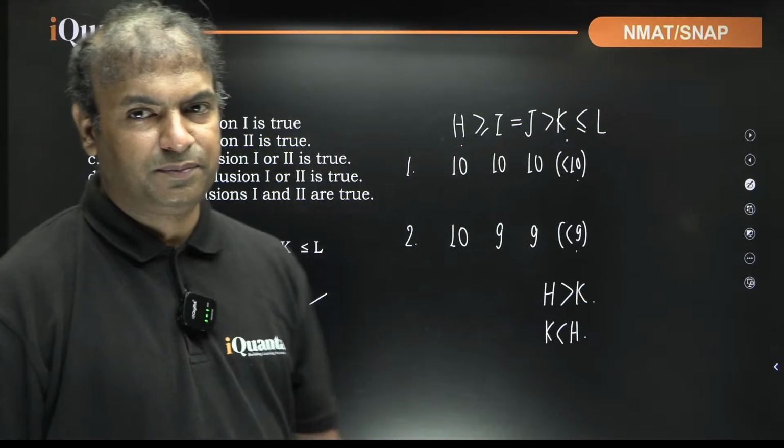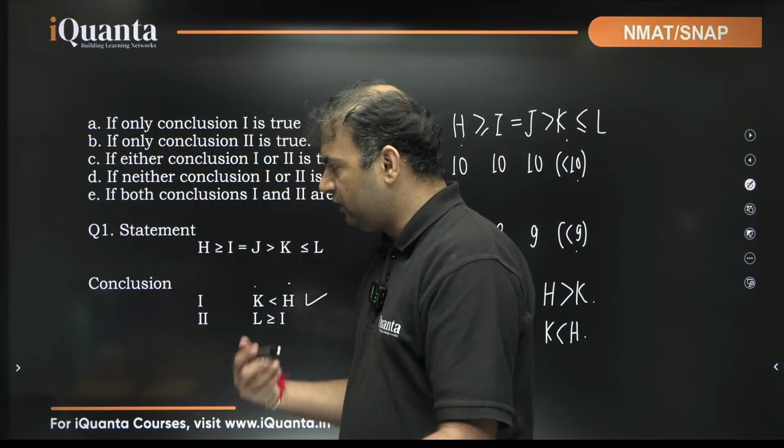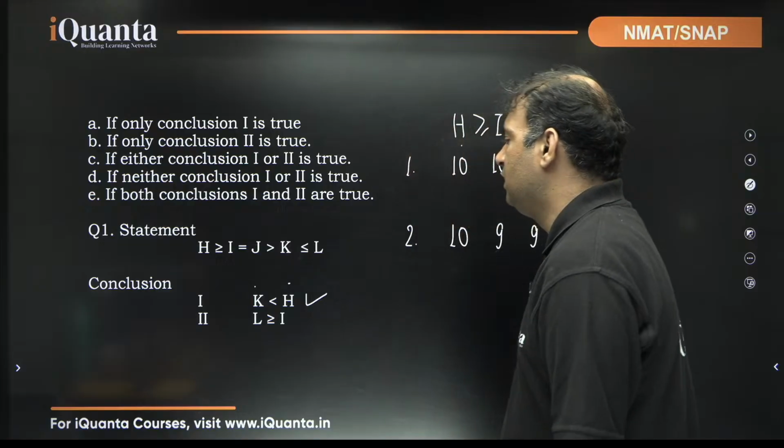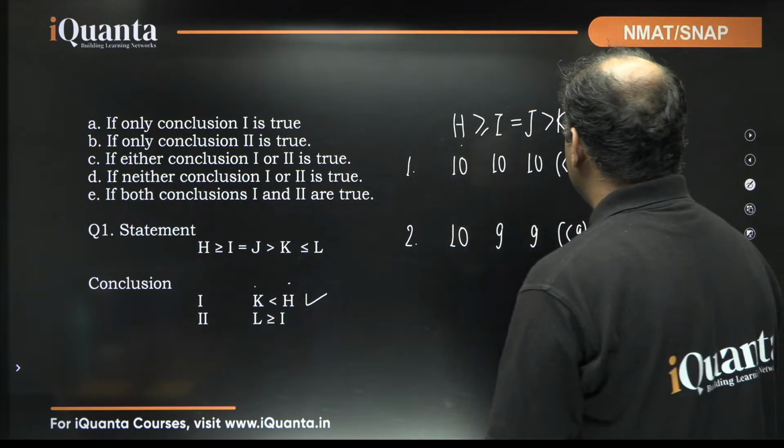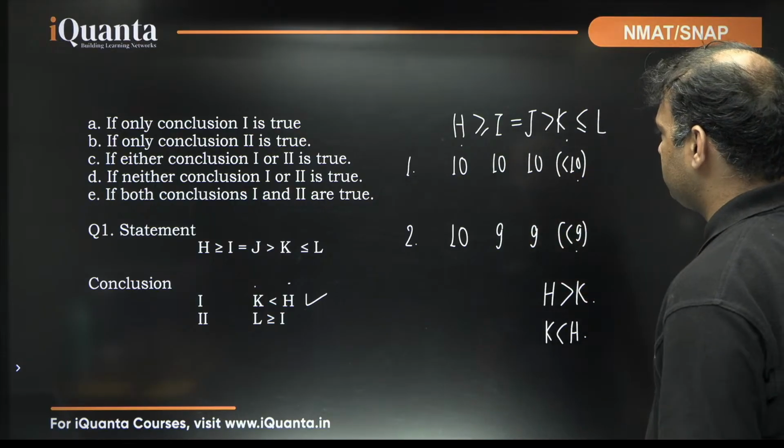Guys, in the beginning this is an easy chapter, but don't worry, with some time we will increase the level as well. Coming to the second conclusion, let's talk about L and I. So what about L and I? L is here, I is here, we did not mention much about this.